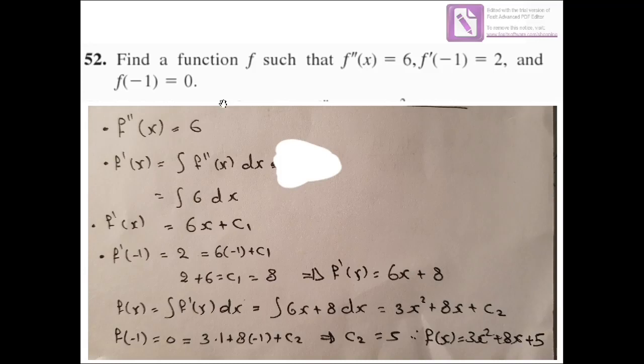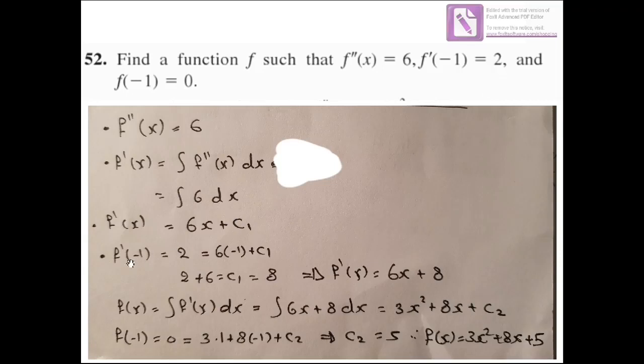So let us do it one by one. From the second derivative we can find the first derivative by integration. So f prime will be the integral of f double prime, which is the integral of 6. So the integral of 6 will be 6x plus c1. Now we need to find c1. We said here f prime of minus 1 is equal to 2, and we have f prime of x is equal to 6x plus c1.